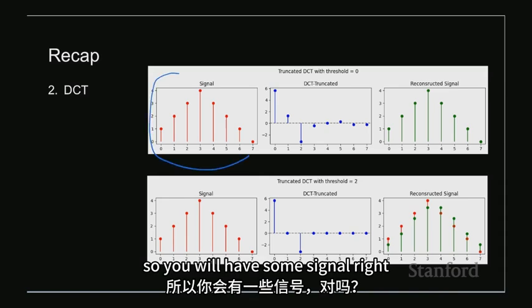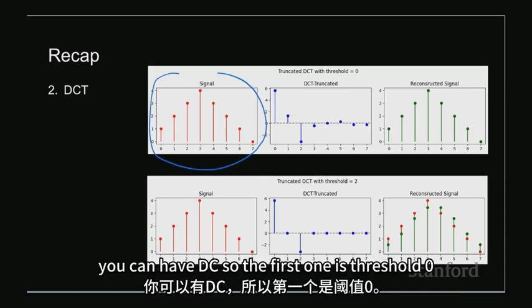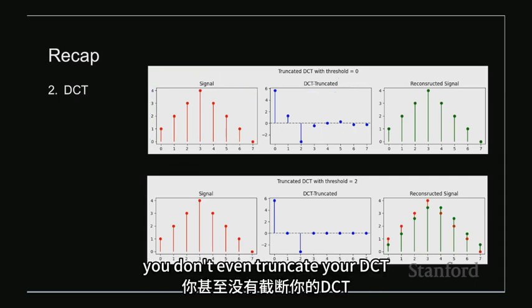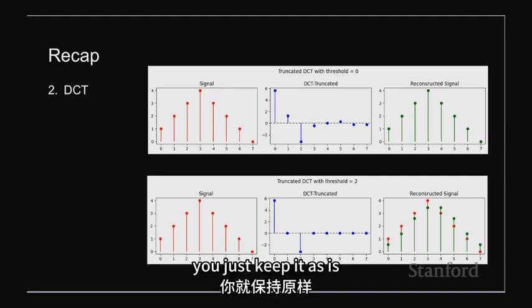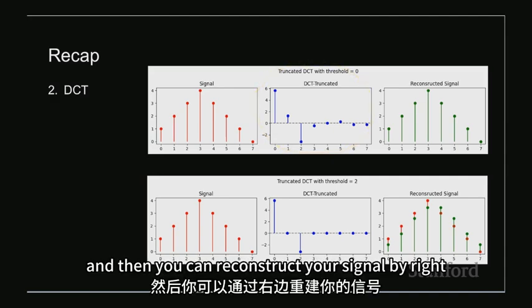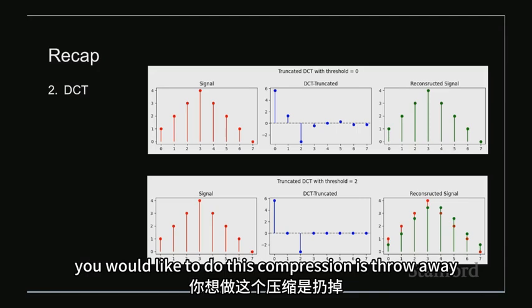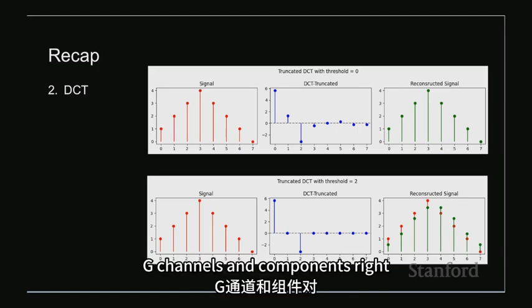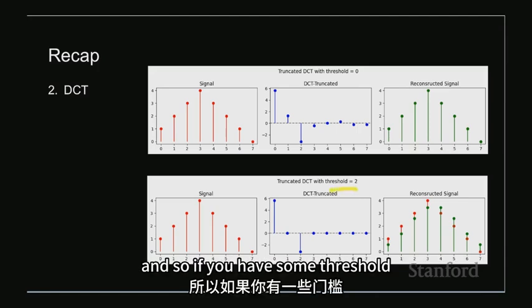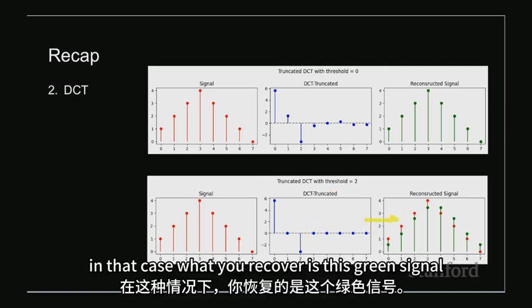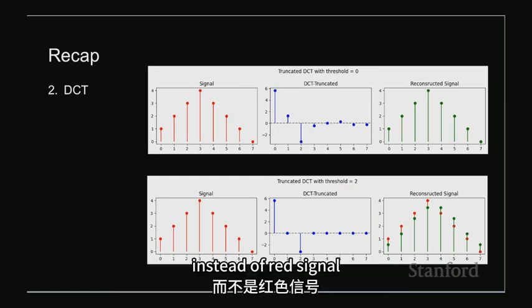So you will have some signal. The first one is threshold 0, so you don't even truncate your DCT. You just keep it as is, and then you can reconstruct your signal Y. But the way you would like to do this compression is to throw away the low energy channels and components. If you have some threshold, you can zero out all the higher frequency DCT components. In that case, what you recover is this green signal instead of the red signal.